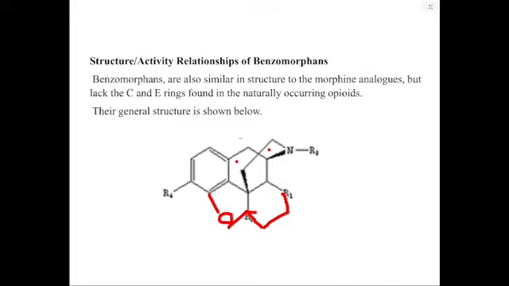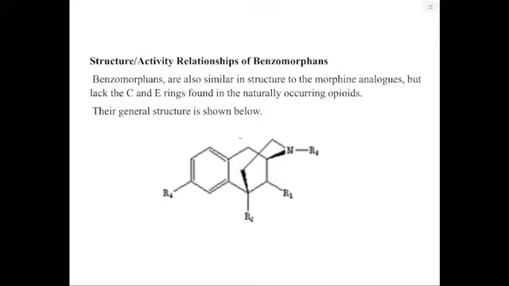So you do not completely remove ring C. At least you do leave substituents which are the ones representing our 2 rings. Most important here again, we have 3 rings. We have lost ring C, but in place of the ring C, we have substituents at the points where the ring C was attached. Now in this molecule, even the numbering changes. We cannot number it the same way. So the benzomorphans are also similar in structure to the morphine analogs, but we cannot really call them analogs because they are really derivatives now. They have been derived from morphine by losing some of the groups, and they lack the C and E rings found in the naturally occurring opioids. That is their general structure.